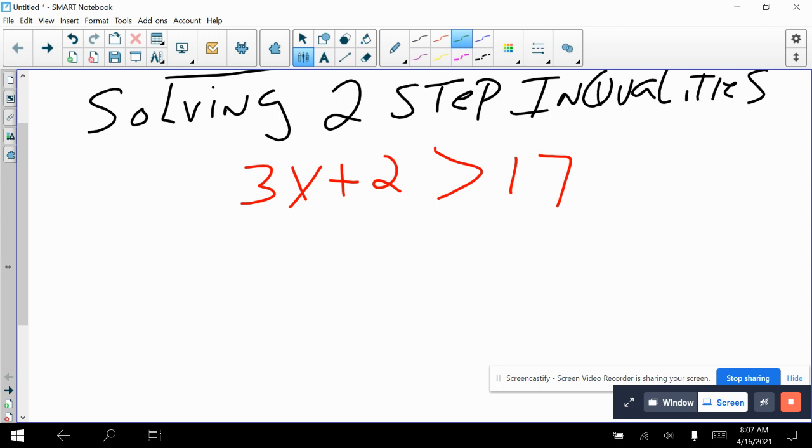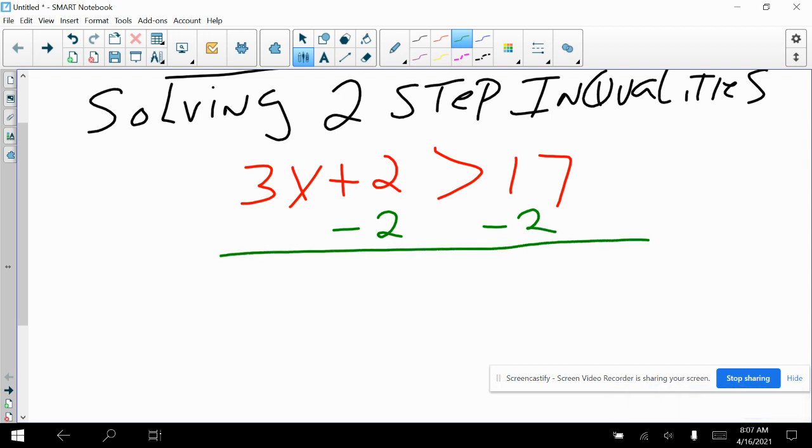What's the first thing we want to do? Inverse operation. So we're going to subtract 2. What's that property in the green called? Come on, you have to know these things. Michael? Very good, sir. The subtraction property of inequality.